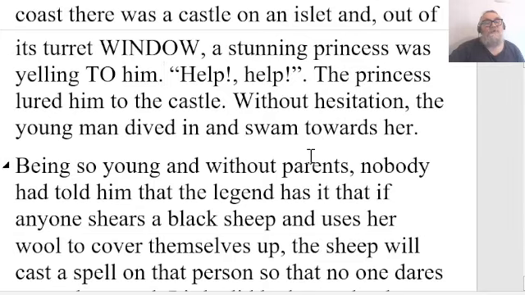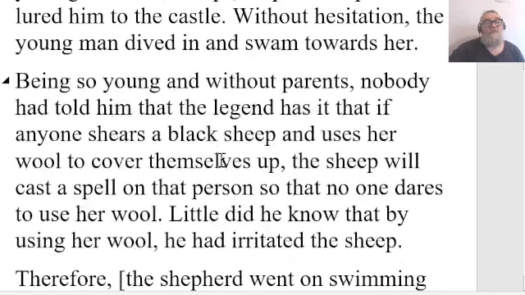The princess lured him to the castle. Without hesitation, the young man dived in and swam towards her. Yeah, dived in is fine. Dived into the sea, but dived in and swam towards her.